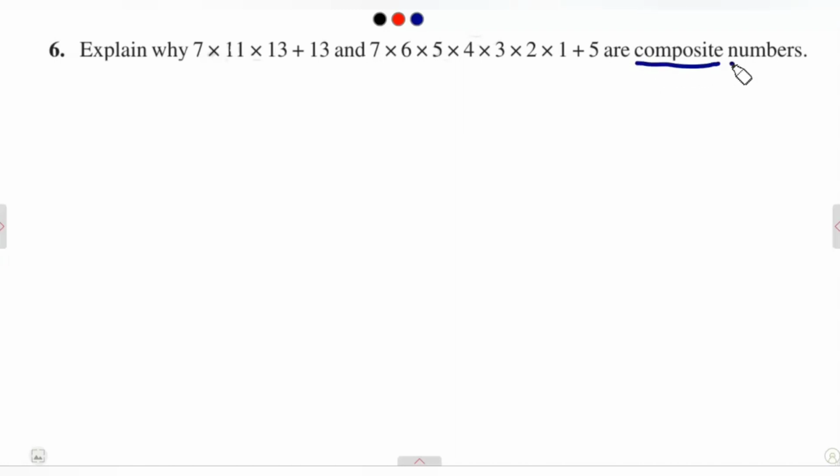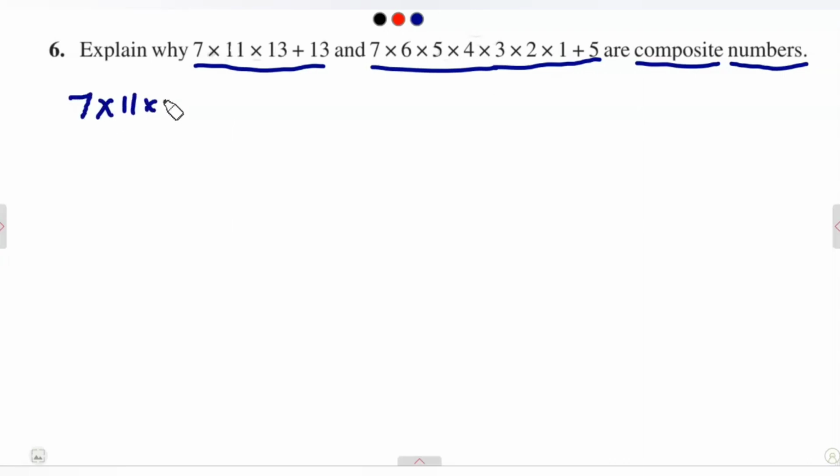So what is meant by composite numbers? Let's recall first. Composite numbers are those which have more than 2 factors. So it is enough if we show that these numbers have more than 2 factors. If they have more than 2 factors, then we can say that they are composite numbers. So for that, let us take the first one and prove that it has more than 2 factors.